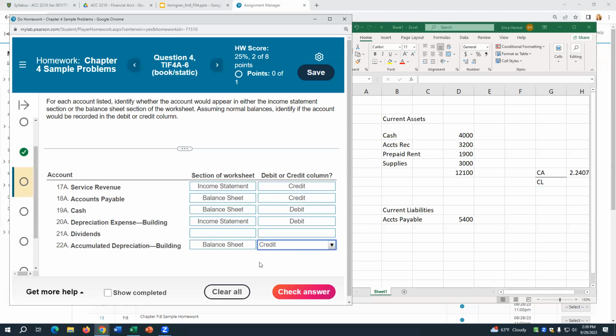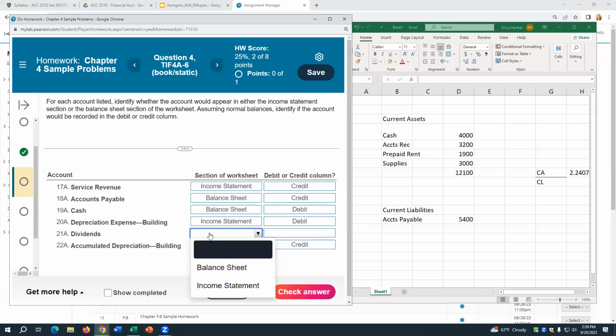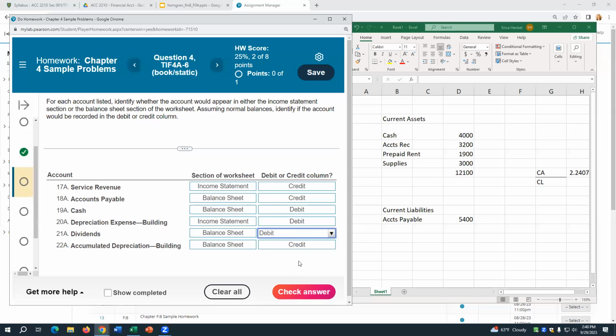All right, so this last one is our dividends, right? Where do those go? Income statement or balance sheet? That one is sort of a tricky one because this is something that pays out of our retained earnings, so it would ultimately flow through our balance sheet via the statement of retained earnings. So it might not even actually get listed out straight, but this one would be a debit because it reduces our retained earnings. Okay.